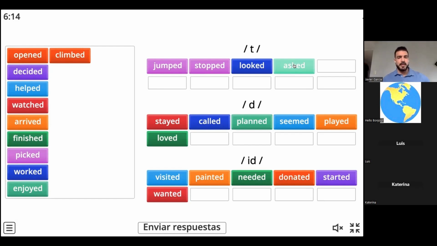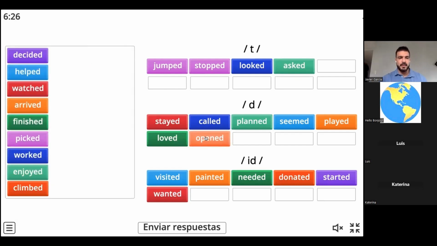Where do we put it? Opened. Open. Opened. The D. Yeah, the D category. Very good.